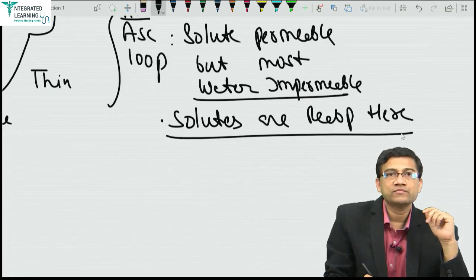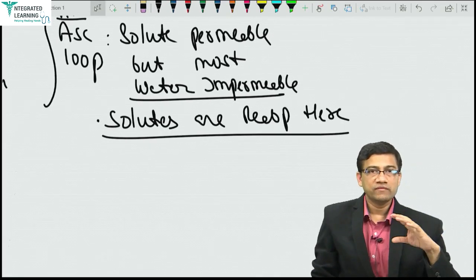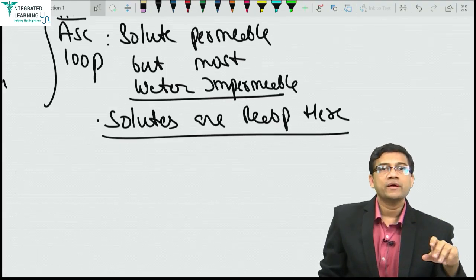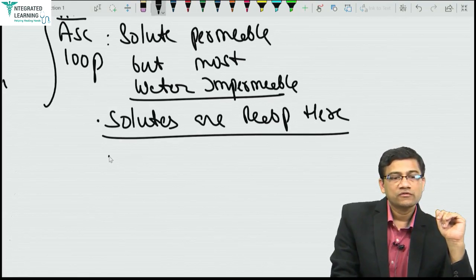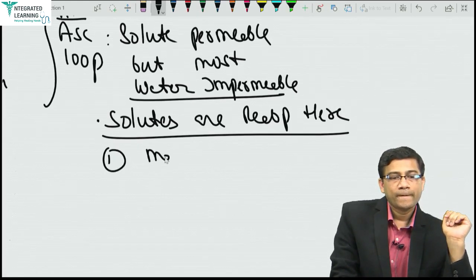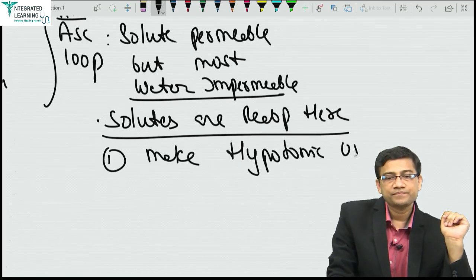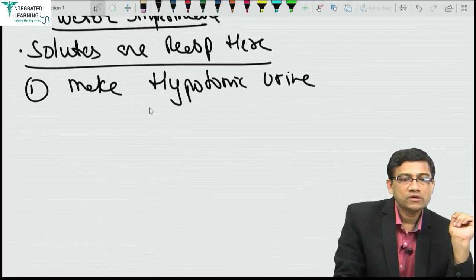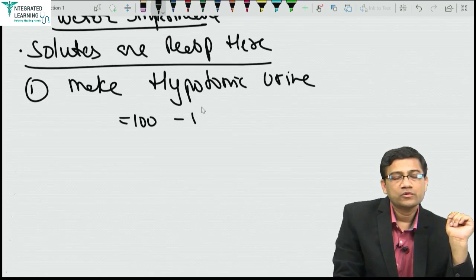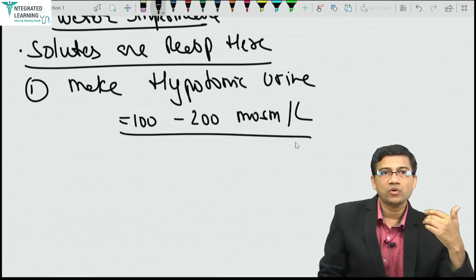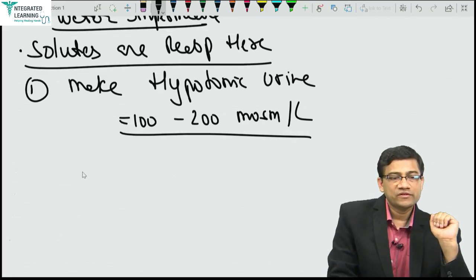And if solutes are reabsorbed here, two changes occur. The urine will become hypotonic because it's taking the salts out, not the water, and the medulla will become hypertonic. So first, it makes hypotonic urine. How much? 100 to 200 milliosmol per liter is the osmolarity. 100 to 200. Okay. In which area?